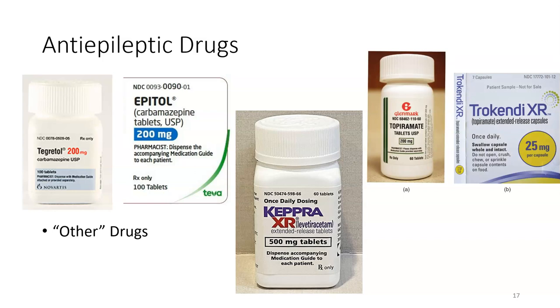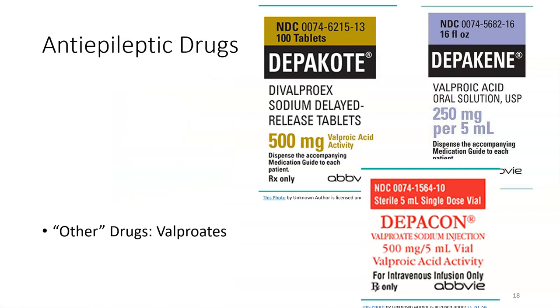And there's a picture of the topiramate and Trokendi XR. A really interesting thing about topiramate: when taken, and it will be taken on a maintenance schedule, not as a scheduled drug, but as a maintenance drug, so they take it daily, it causes the taste buds for carbonated beverages to taste flat. It's kind of a weird side effect. So again, topiramate can be used to treat seizures, but it's also used to prevent migraine headaches.